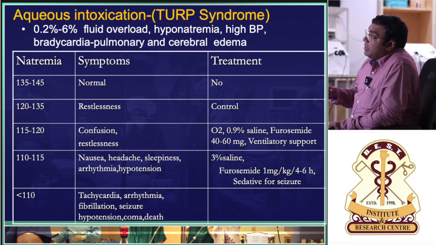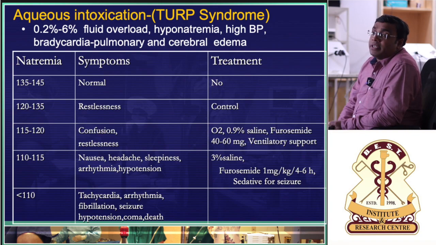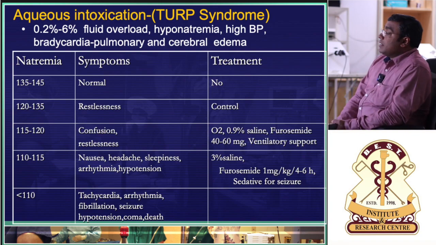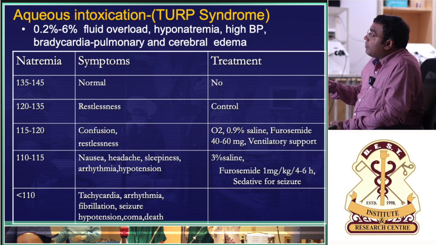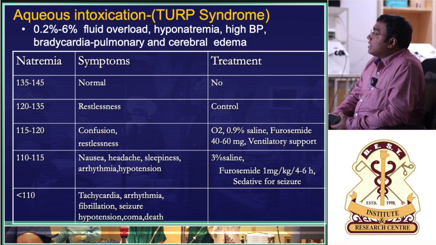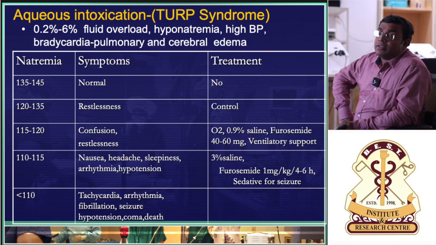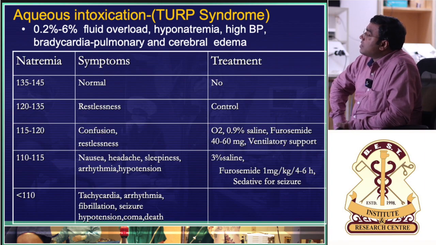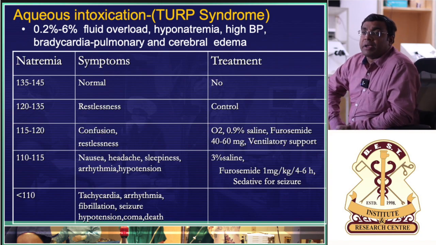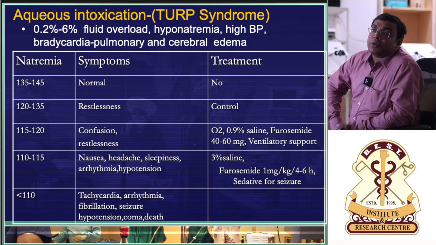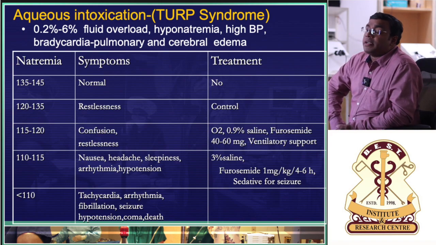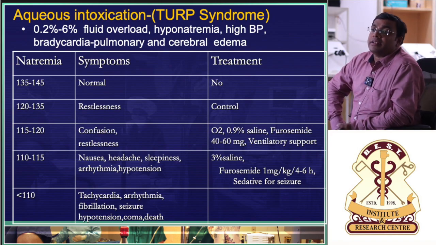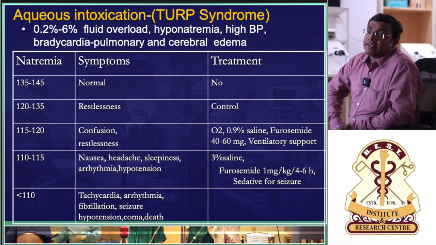When the level is between 115 to 120, confusion and restlessness set in, and at that stage you have to give oxygen, 0.9% saline, and give Lasix or furosemide, 40 to 60 mg bolus. Then you may have to ventilate the patient. Till now the patient was under spinal anesthesia, so the patient is able to talk. So for operative hysteroscopy, regional anesthesia is preferred over general anesthesia.